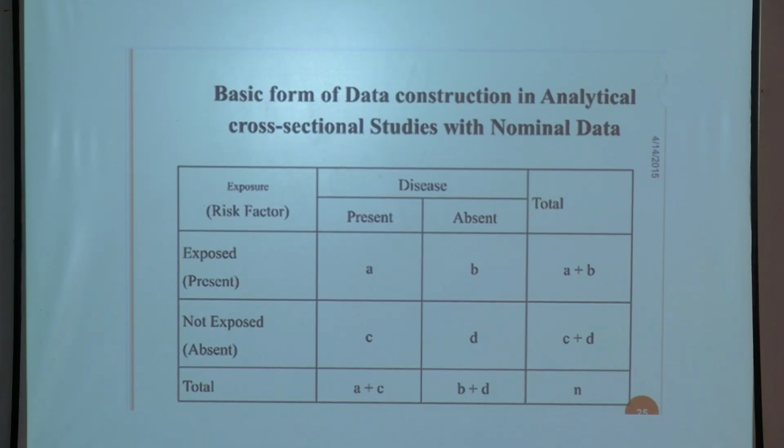How many have the disease? A plus C. How many don't have the disease? B plus D. So A plus C have the disease, B plus D don't have the disease. Once you get this in your head, the remaining things become easy. So disease is present in A plus C, disease is absent in B plus D.